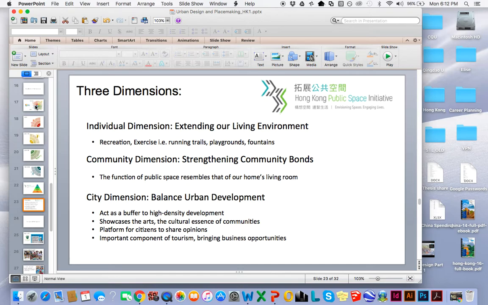And then finally, there's the city dimension, which might do some of the following things, such as act as a buffer to high density development, showcase the arts and cultural essence of communities, and be a platform for citizens to share opinions. And then finally, beyond individual citizens, when tourists come and other businesses want to operate in the city, they might advertise at the city dimension level to supplement the economy. So those are some 21st century ways of analyzing public space.